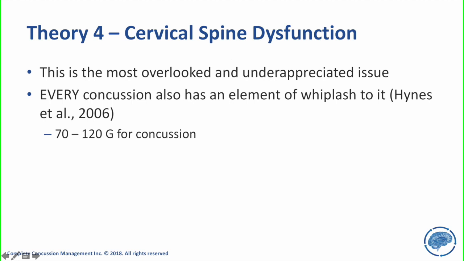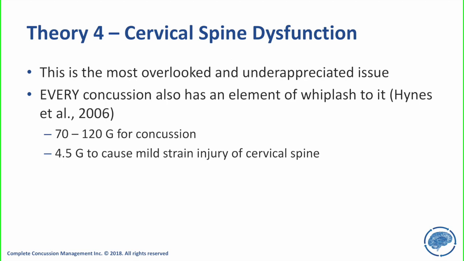When you look at football impacts, that's why not every hit causes a concussion injury. It requires a substantial amount of force, 70 to 120 Gs. 77% of the impacts in football are below 30 Gs. So concussion threshold impacts only happen in less than 1% of all football collisions. Now, when we get into the neck, it only takes 4.5 Gs to cause mild strain injury of the cervical spine.